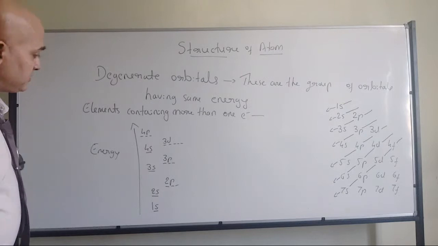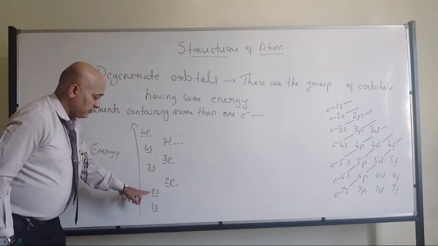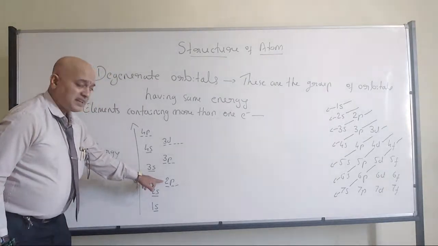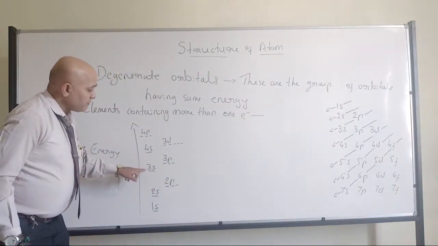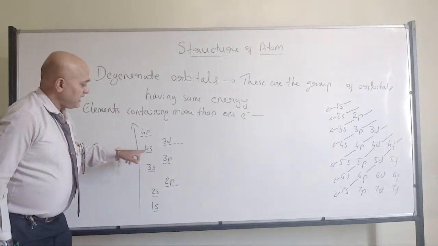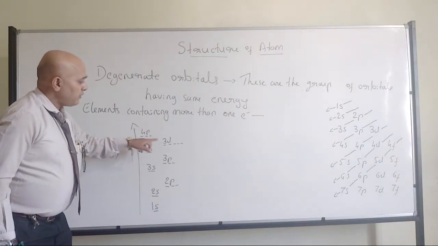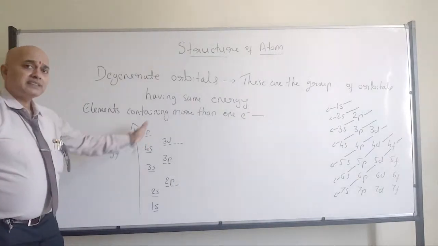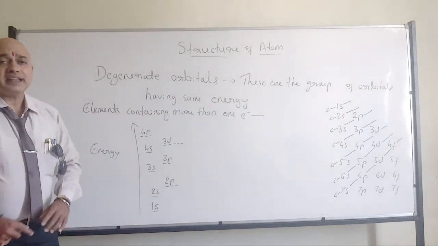So what can we observe? 1s will be lower in energy compared to 2s. 2s will be lower in energy compared to 2p. 2p will be lower in energy compared to 3s. 3s will be lower in energy compared to 3p. 4s will be lower in energy compared to 3d. 3d will be lower in energy compared to 4p. Like that it will go on, according to the Aufbau diagram.